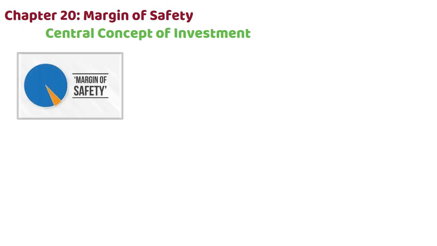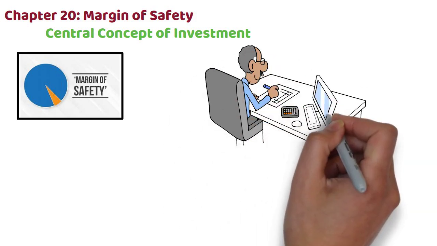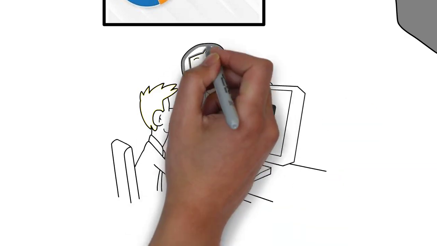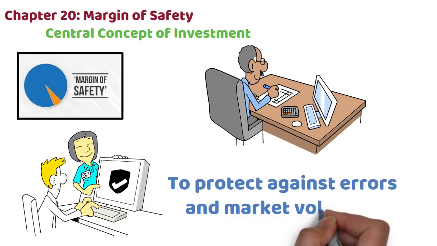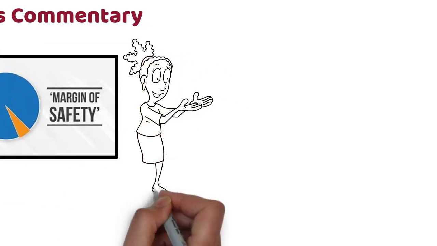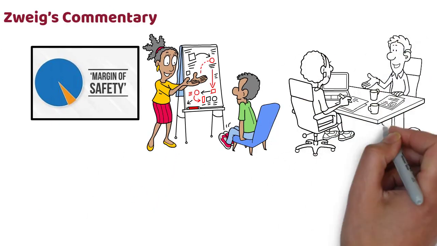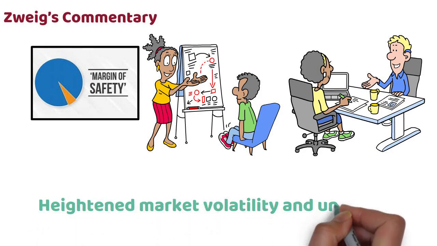Chapter 20: Margin of Safety, as the central concept of investment summary. Graham concludes with the principle of the margin of safety, which he considers the most important concept in investing. He advises investors to always buy securities at a significant discount to their intrinsic value to protect against errors and market volatility. Zweig reinforces the importance of the margin of safety, arguing that it remains the cornerstone of a sound investment strategy. He advises modern investors to apply this principle consistently, especially in an era of heightened market volatility and uncertainty.